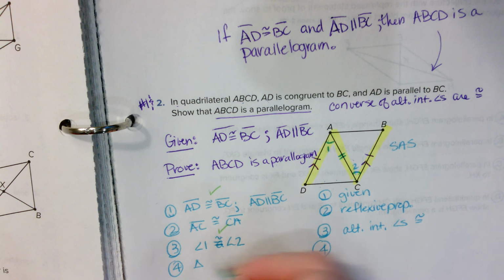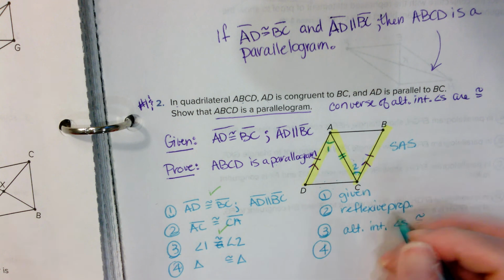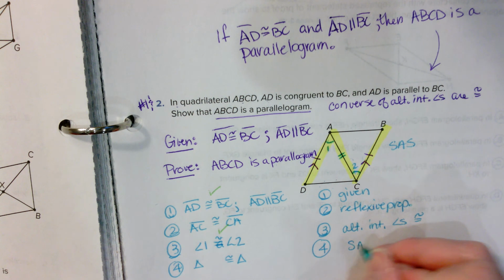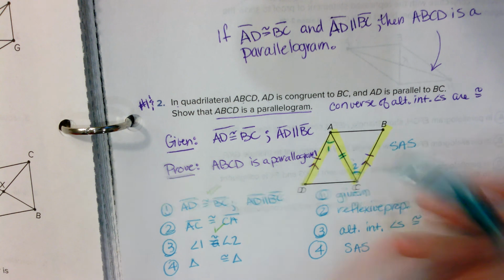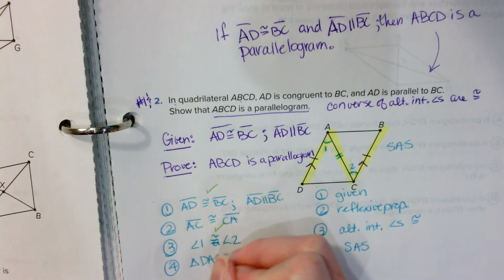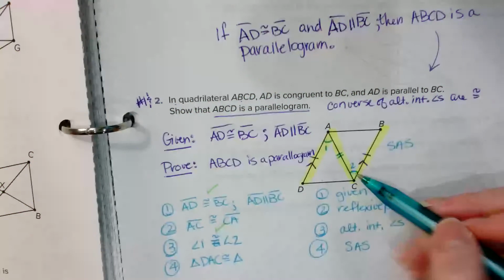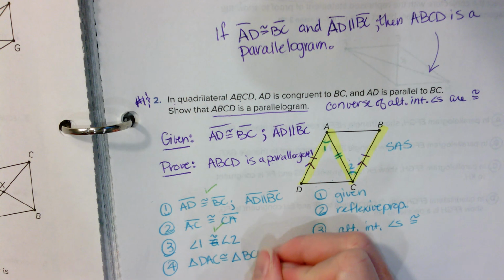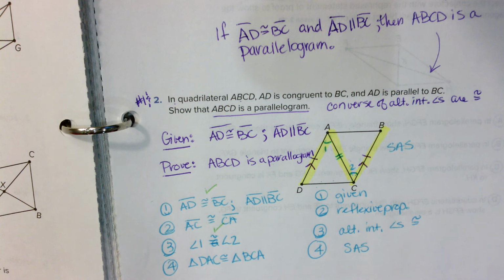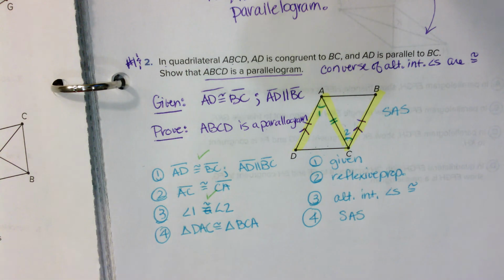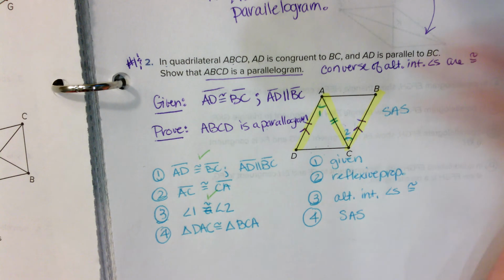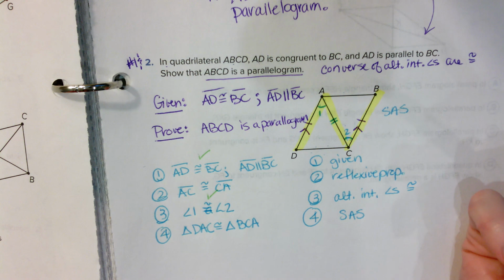I can name them however I want the first time, and then the second time I have to match. So let's call it, what would you like to call it? DAC. So DAC is congruent to BCA, and great. So now wait a second, I want to get my top and bottom parallel. Just a moment, if you look at this, remember now I know all the other parts of my two triangles are congruent by CPCTC.